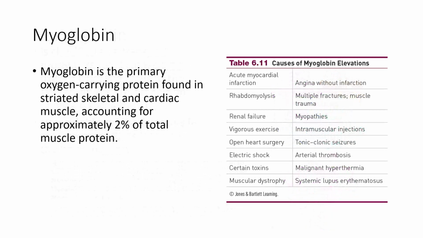So hemoglobin is definitely measured to determine anemia. And then myoglobin is the primary oxygen-carrying protein found in striated skeletal and cardiac muscle, and that accounts for approximately 2% of total muscle protein. Myoglobin can be elevated in the diseases that are listed in the table to the right. Myoglobin used to be one of the major indicators of a heart attack. And you can see other conditions that it's related to.